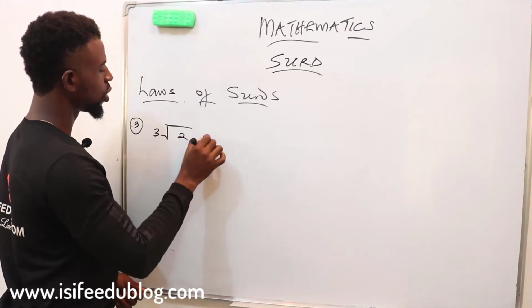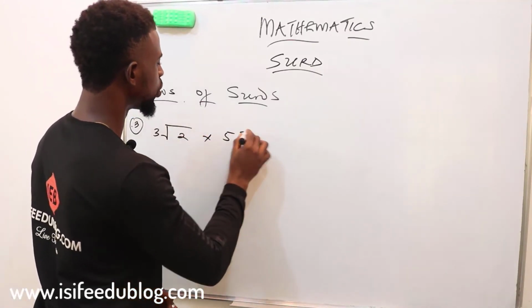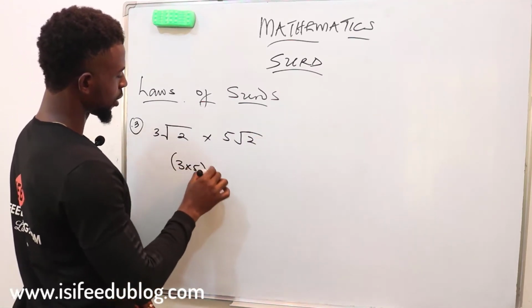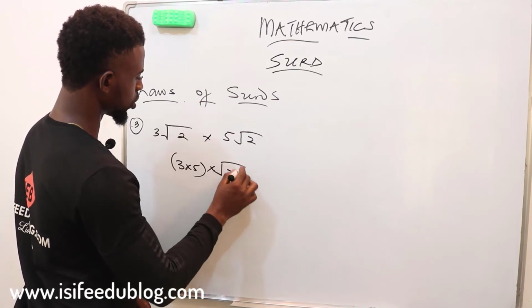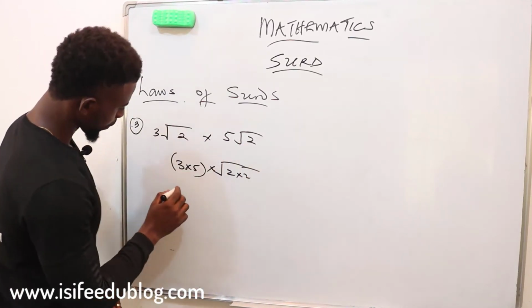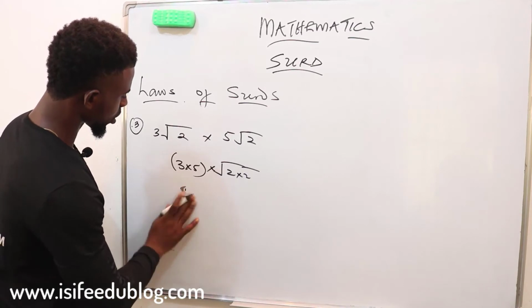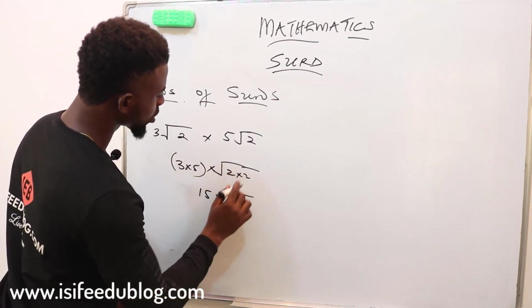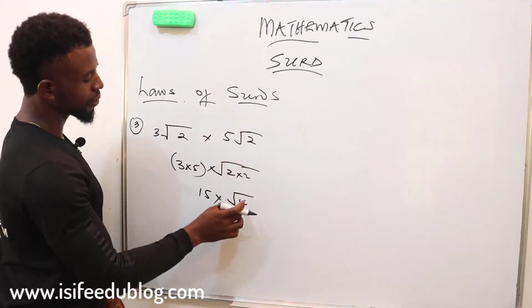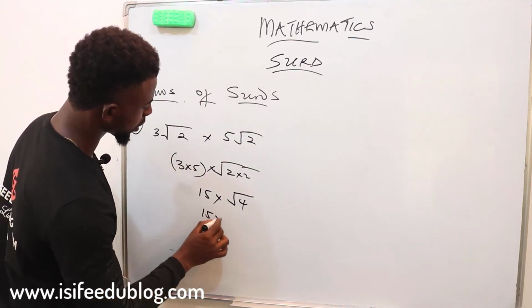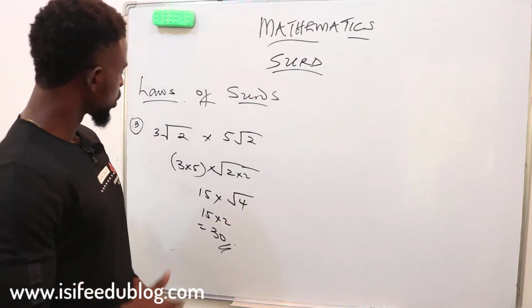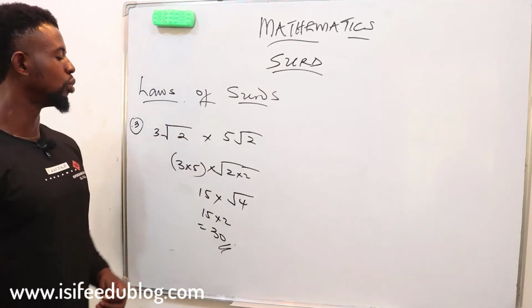Okay, abm. So let's see an example. If we have 3 root 2 times 5 root 2, our solution is 3 times 5 times root 2 times 2, right? So we'll have 3 times 5 is 15. We have 15 times root 2 times 2, which is 4. We know that the square root of 4 is 2. So this is 15 times 2, which is equal to 30. So basically this is what our third rule is all about.